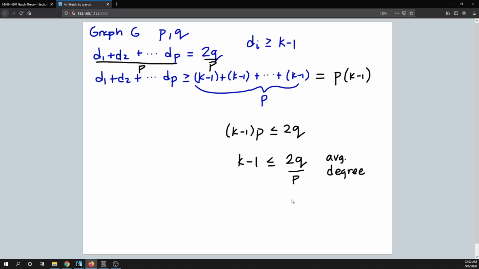So another corollary of this is that the average degree of a critical graph with chromatic number K is greater than or equal to K minus 1. All right, and so that is it on this video.